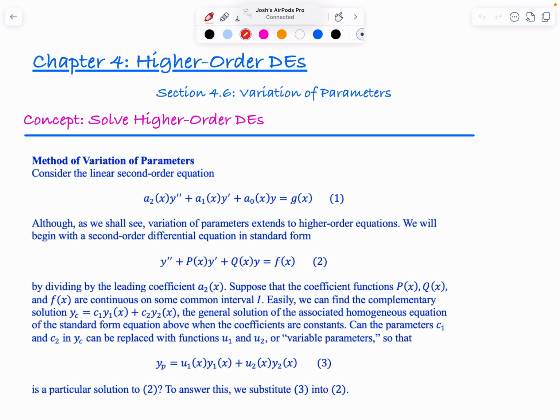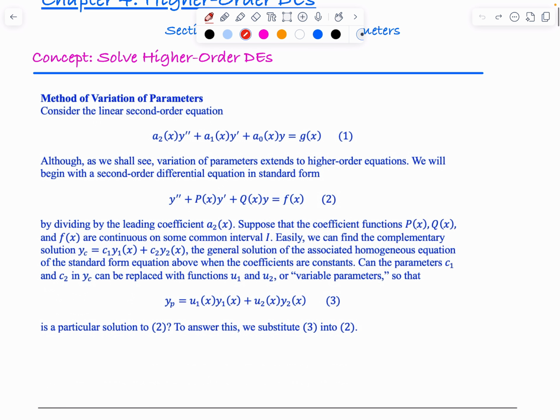In this video, we'll begin our discussion of section 4.6. This is called variation of parameters. It's going to be exactly that. We're going to take parameters and we're going to make them variables. All right, so starting with a linear second order diffy-q, and then we're going to put it in standard form by dividing. So we're there, nothing new here.